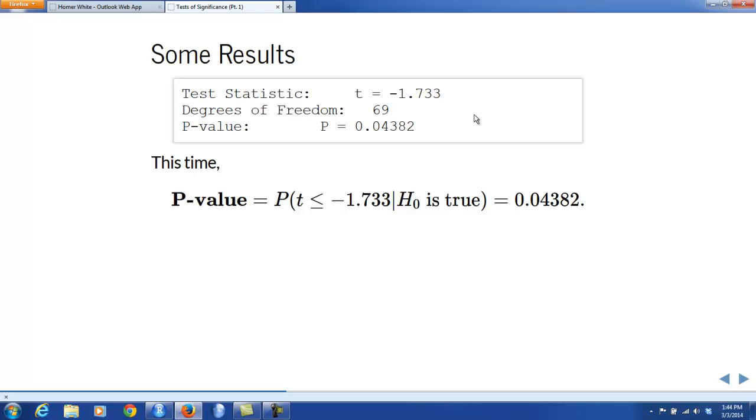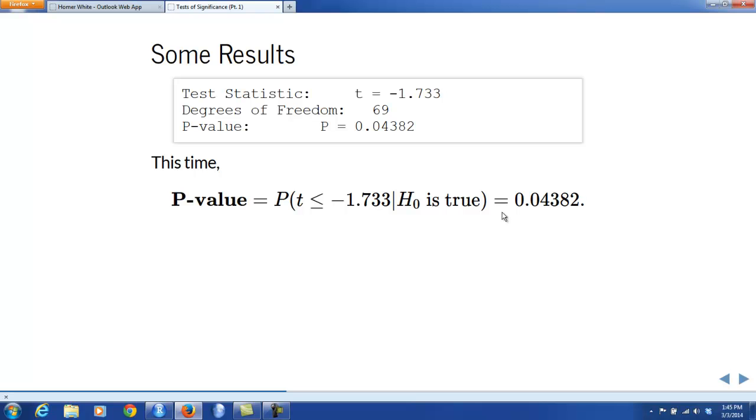Let's take a briefer tour of the results. This time the test statistic turned out to be minus 1.733 on 69 degrees of freedom. Remember, that's one less than the sample size, and if you're following along on your own computer and you've run this code, you'll notice the descriptive results showed that only 70 of the 71 students actually reported a GPA, and so it makes sense that the sample size minus 1 is 69. Now the p-value is about 0.04. When you're doing a one-sided less than test, the p-value is a bit different. It's the chance of seeing a test statistic that is less than or equal to the test statistic that you actually got, if the null is true.